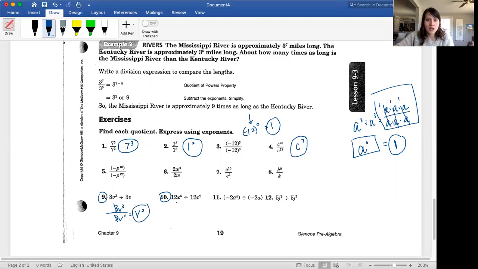Okay, number 10. I'm going to just write it out as a fraction so that I'm not confused. And 12 divided by 12 is just 1. Then I have 6 minus 2. So this is x to the fourth power.